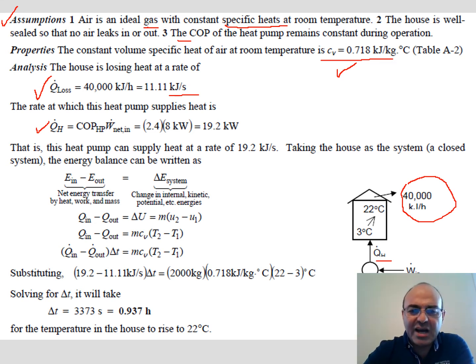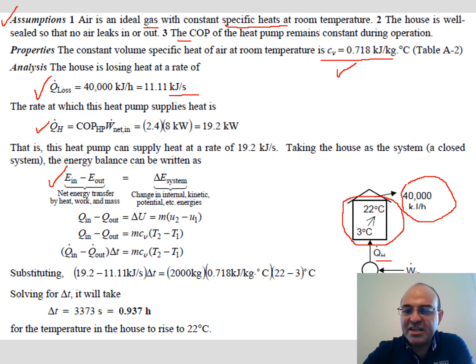So now the question is how to calculate the amount of time required for this heat pump to bring the temperature from 3 degrees C to 22 degrees C. Okay, so this is a very good question, by the way. So we need to consider the air in the house as our system. So this would be our system now. So if we write the first law of thermodynamics on this system, energy in minus energy out is equal to delta E.